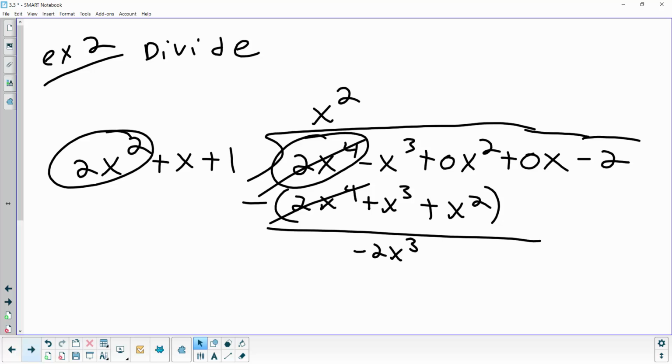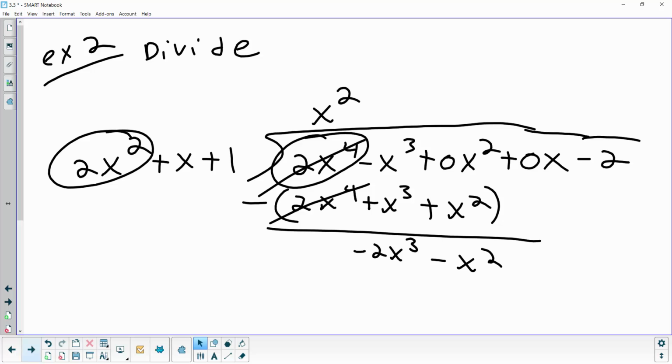All right, so we got negative 2x cubed. And now 0x squared minus x squared. Zach, what's 0x squared minus x squared? That would be 0x squared plus x squared. Oh, negative x squared. Negative x squared.